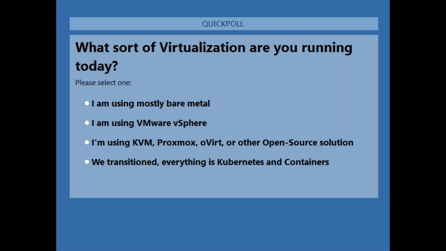All right, let's go ahead and launch the second polling question, which is, what sort of virtualization are you running today? I'm using mostly bare metal. I'm using VMware's vSphere. I'm using KVM, Proxmox, oVirt, or other open source solution. Or we transitioned, everything is Kubernetes and containers. It'll be interesting to see how many people actually choose that fourth option there.